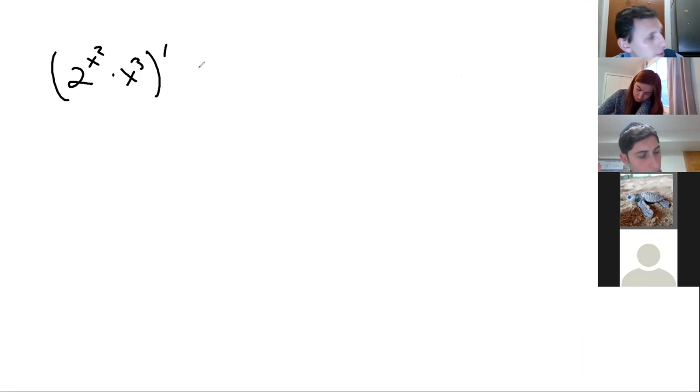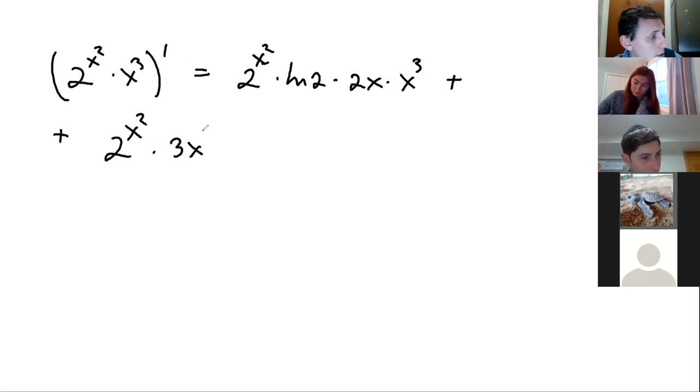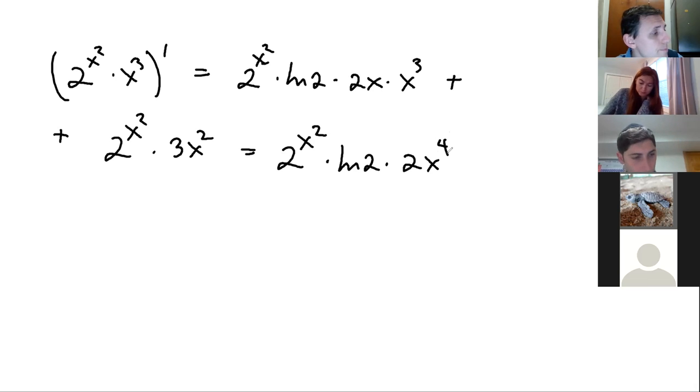And the answer to this question, guys, is what? The derivative of 2 to the x squared is 2 to the x squared times ln 2 times the derivative of x squared, which is 2x, times x cubed, plus, don't bother this function, and take the derivative of x cubed, which is 3x squared. So the answer is 2 to the x squared times ln 2 times 2x to the power of 4 plus 2 to the x squared times 3x squared.